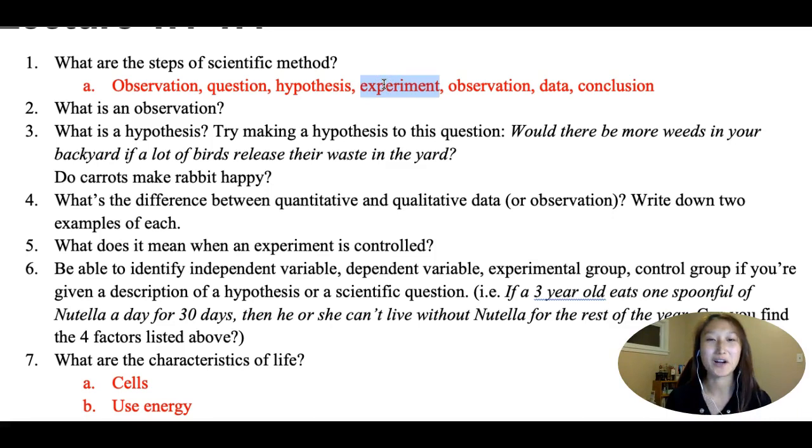In this case, it's hard to conduct an experiment with just one rabbit. But if you had a bunch of rabbits, you can do some experiment and feeding them different things. That could be an experiment. During the experiment, you would make some observations and you will collect some data. And in the end, you will come up with a conclusion. So these are the steps of the scientific method.